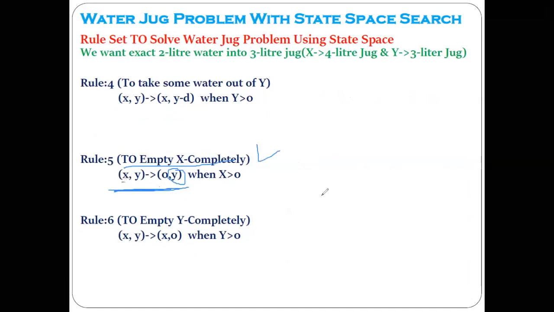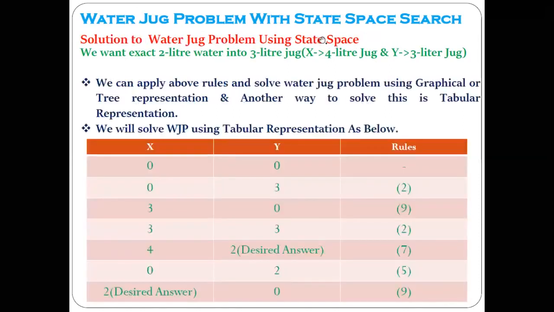The water from X will be poured anywhere, but it will not be poured into the Y. And that's why we'll get the situation like this: X comma Y implies 0 comma Y. And the condition is that X must be greater than 0. After doing that, we get the next step. We have to get 2 liters of water into the 4 liter jug. After applying the fifth rule, we get X as 0 and Y as 2.